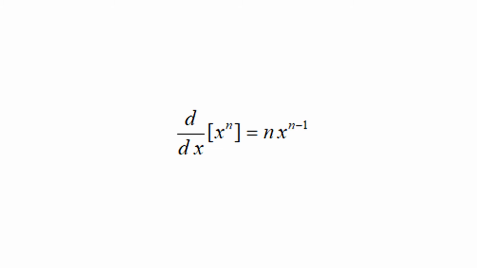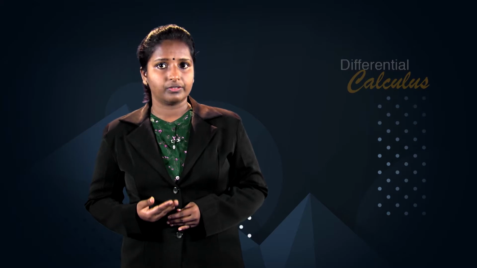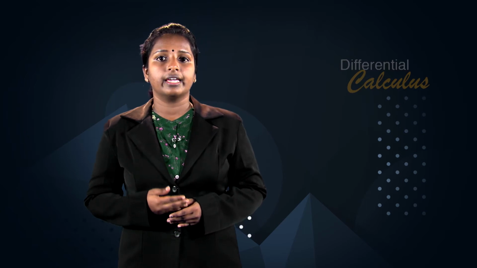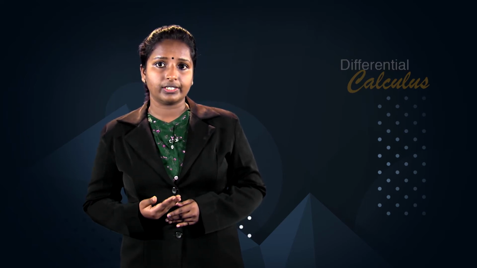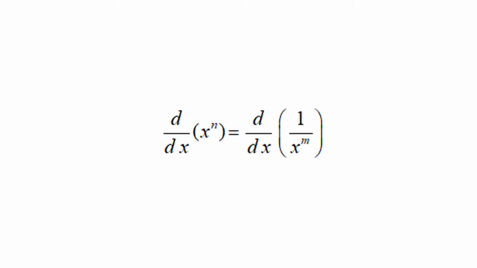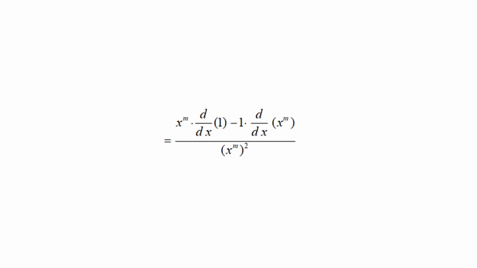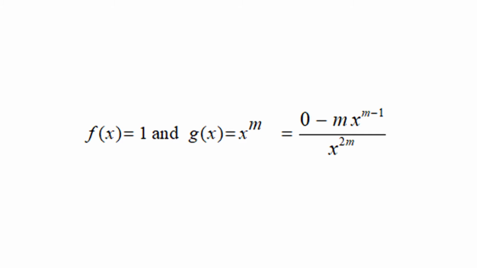If n is a negative integer, then n equals negative m, where m is a positive integer. Hence, xⁿ equals x⁻ᵐ equals 1 upon xᵐ, and d/dx of xⁿ equals d/dx of 1/xᵐ, which is equal to [xᵐ d/dx of 1 minus 1 d/dx of xᵐ] upon (xᵐ)², using the quotient rule with f(x) equal to 1 and g(x) equal to xᵐ, which is equal to (0 minus m xᵐ⁻¹) upon x²ᵐ.